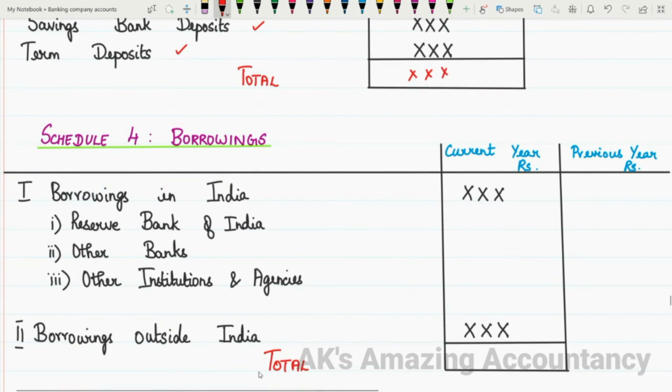So what is schedule 4? Schedule 4 is for borrowings. Under borrowings, you have two categories: one is borrowings in India and the other one is borrowings outside India. Under borrowings in India, you'll be recording the borrowings from Reserve Bank of India, other banks, and other institutions and agencies. And if you have any borrowings from outside India, that will be shown under the heading borrowings outside India. Then you will have to find the total, and this total will represent the total of schedule 4, which is for borrowings.